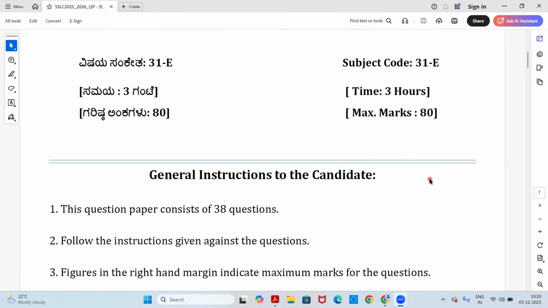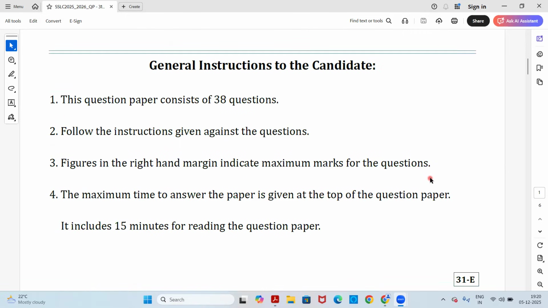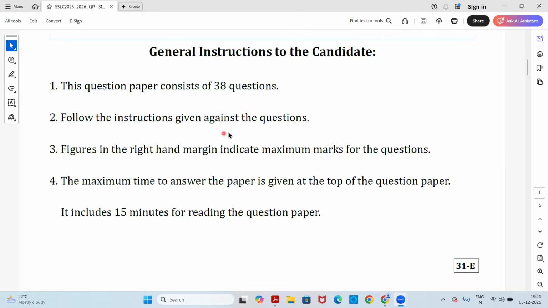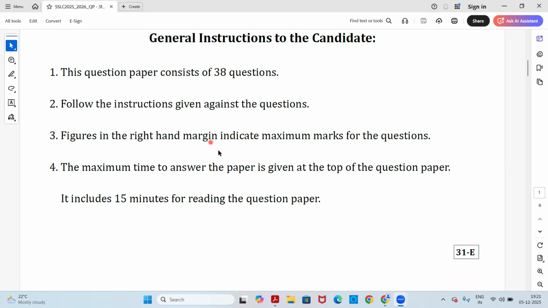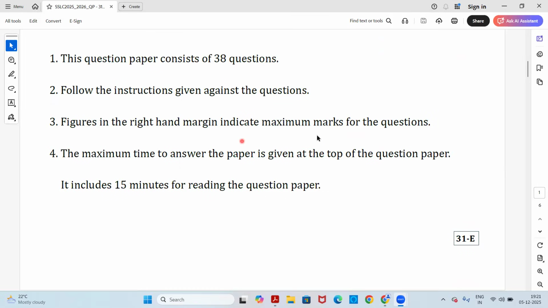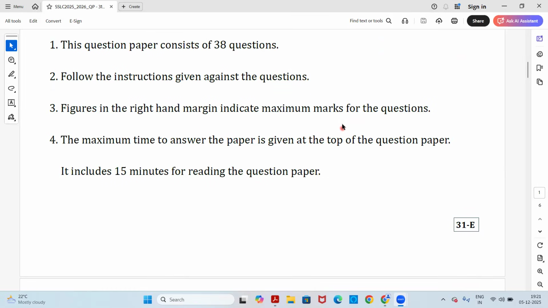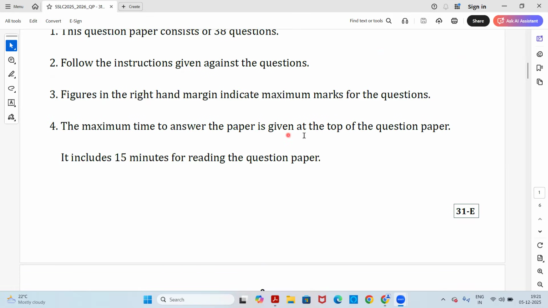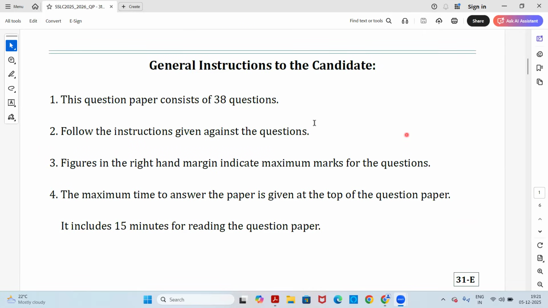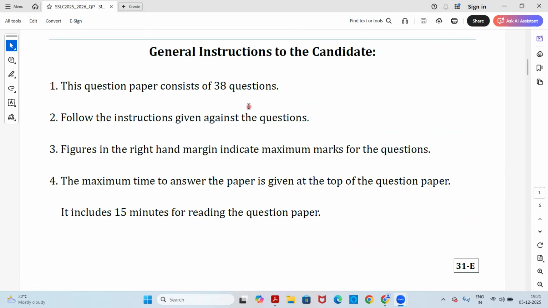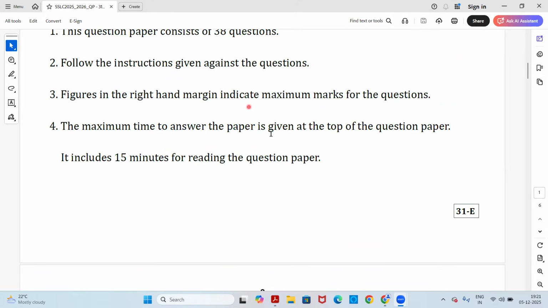Now, as you see your paper, first of all, you will have some general instructions. The instruction says that there are 38 questions in all in the question paper. You have to follow the instructions given against each question. The figures in the right hand margin indicate the maximum marks for the question, which I'll be telling you when I discuss the questions. And the maximum time to answer the paper is given at the top of the question paper. Here it's 3 hours, and 15 minutes is included for reading the question paper.